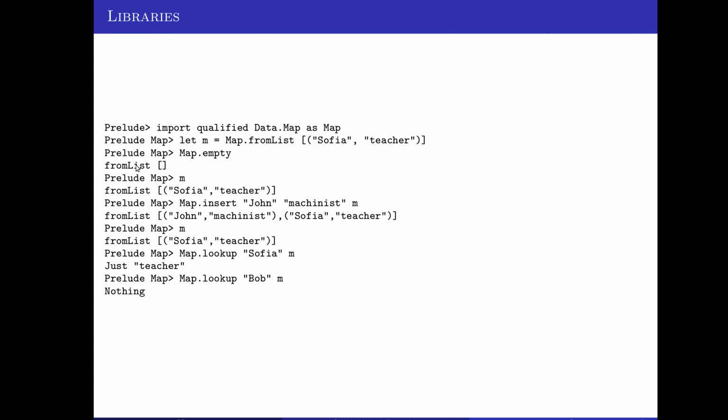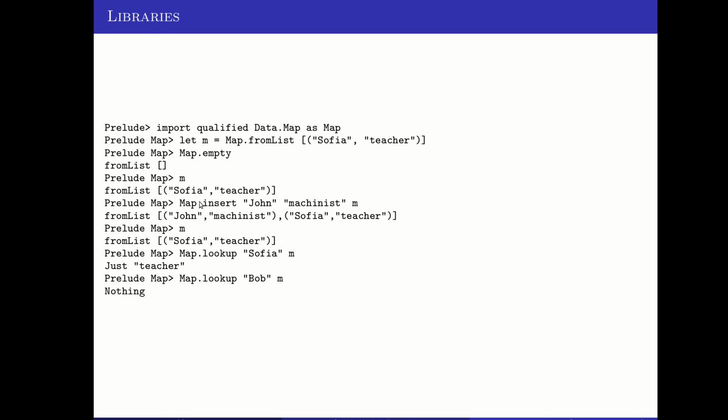Map.empty is just a shorthand for an empty map with no keys or values. Here we're seeing the result of M, and it's showing us that it's essentially a list with Sophia and teacher as a tuple, but that it's going to be treated as a map.